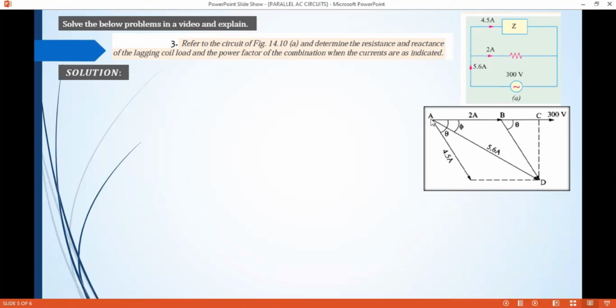So this line AB is the current for our resistance. So since it is on the x-axis, or the 0 degrees angle, as we all know, resistance has 0 degrees.